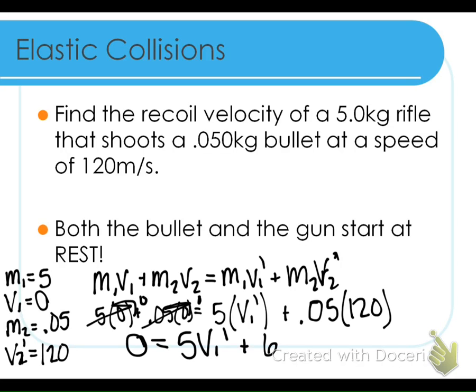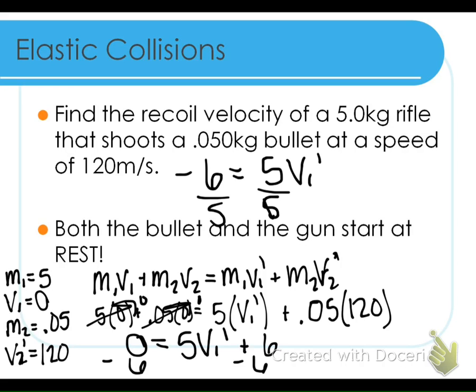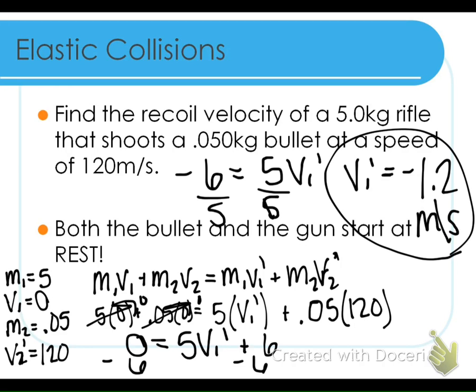So then to solve for our V sub 1 prime, we're going to subtract the 6 over. And then we'll have negative 6 equals 5 times V sub 1 prime. To solve for V sub 1, we're just going to divide by 5. Divide by 5. And we get what? Negative 1.2. What's our units then for velocity? Meters per second. Velocity is just meters per second.